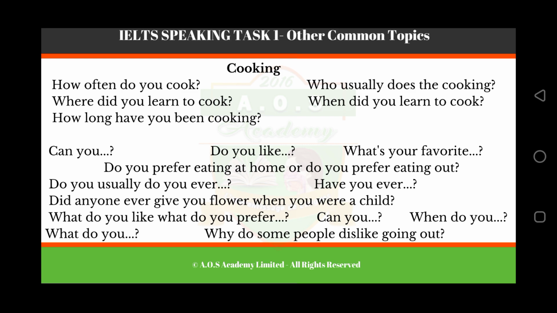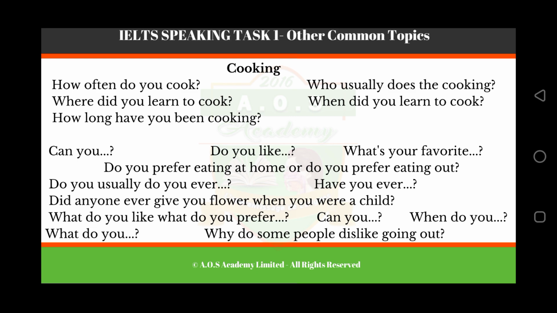What's your favorite drink? What's your favorite clothes? What's your favorite magazine? It could be any question like this, and again, you need to express the drink that you love most. The next one is, do you prefer eating at home or do you prefer eating out? You need to choose one and explain your preference.